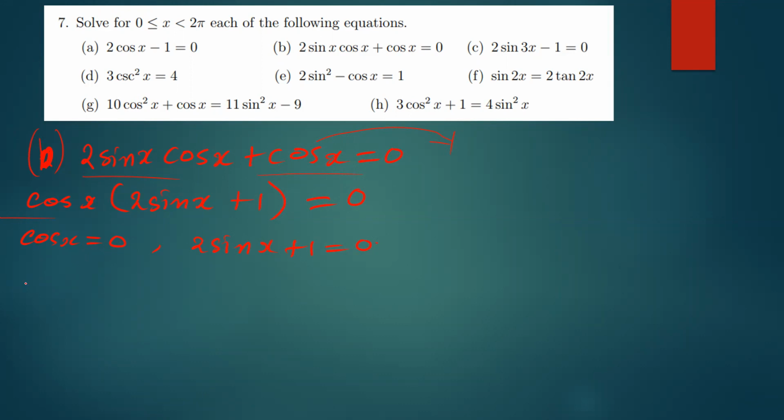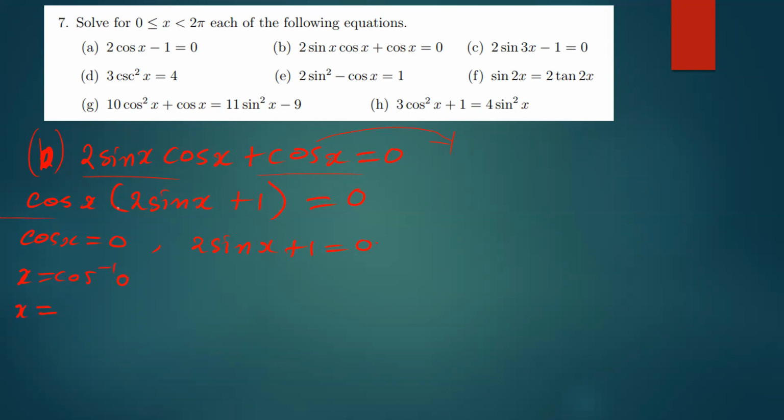Okay, so the first equation is cos x is equal to 0. So to make x the subject, we're going to find cos inverse of 0. What is cos inverse of 0? The answer is 90. So now if you want, you can get the answer and convert it into radians.